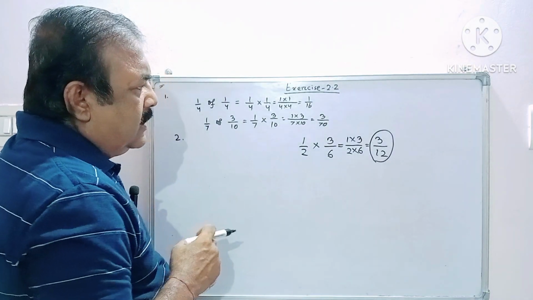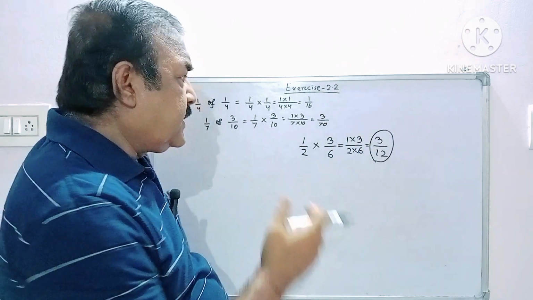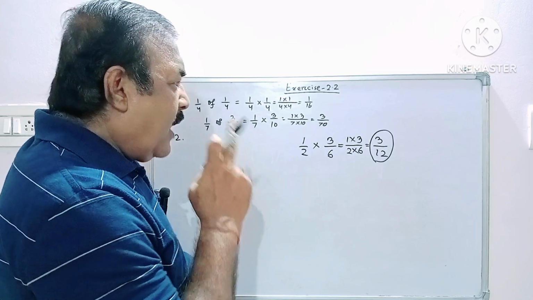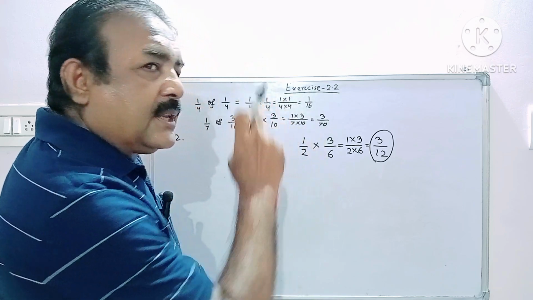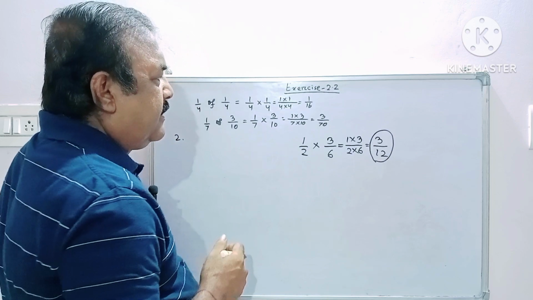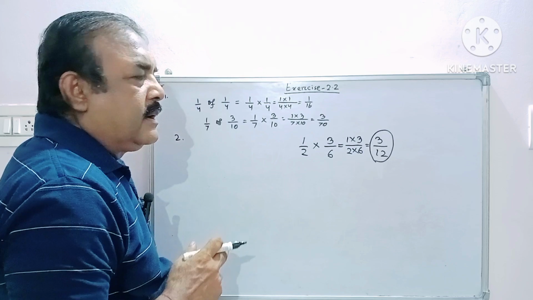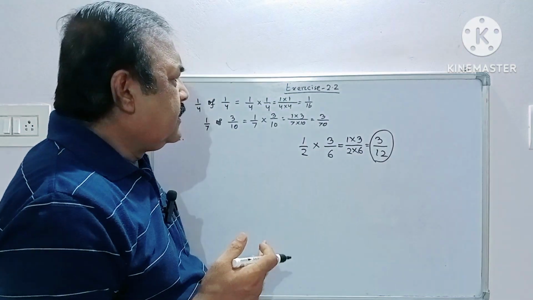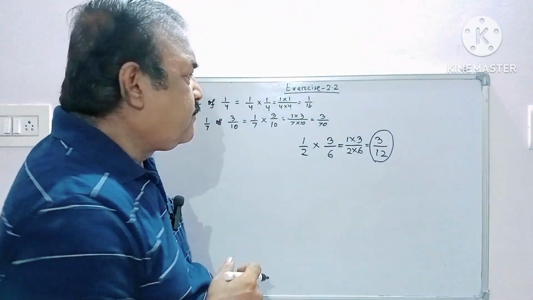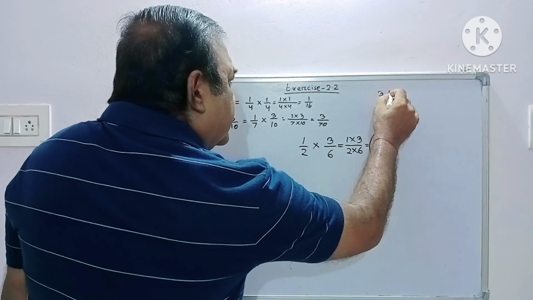That means, when a fraction remains in its lowest form, there will be 1 as the common factor of both the numerator and the denominator. Other than 1, there will be no common factor. But you see, in 3 upon 12, except 1, 3 is also a factor. So what will you do? Now you reduce it by the HCF.